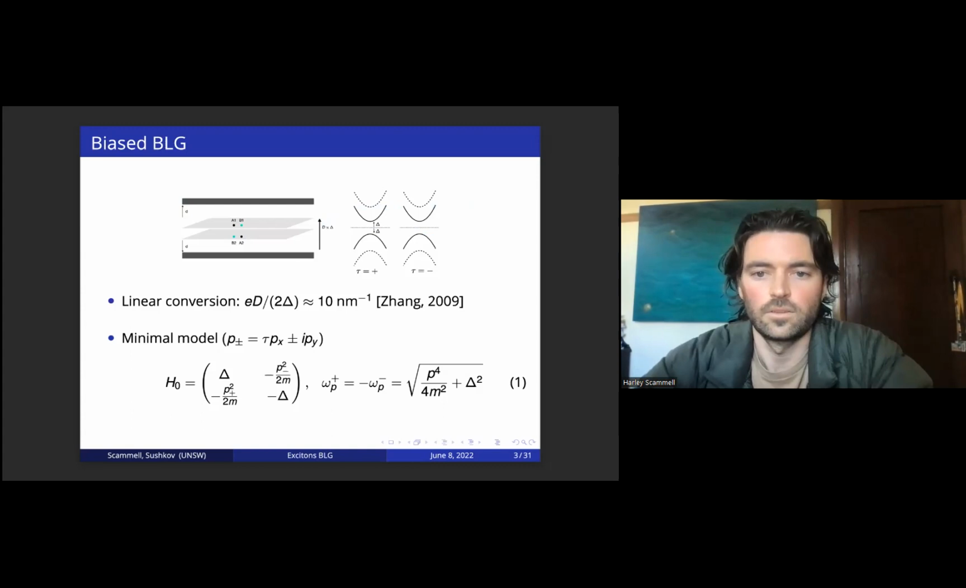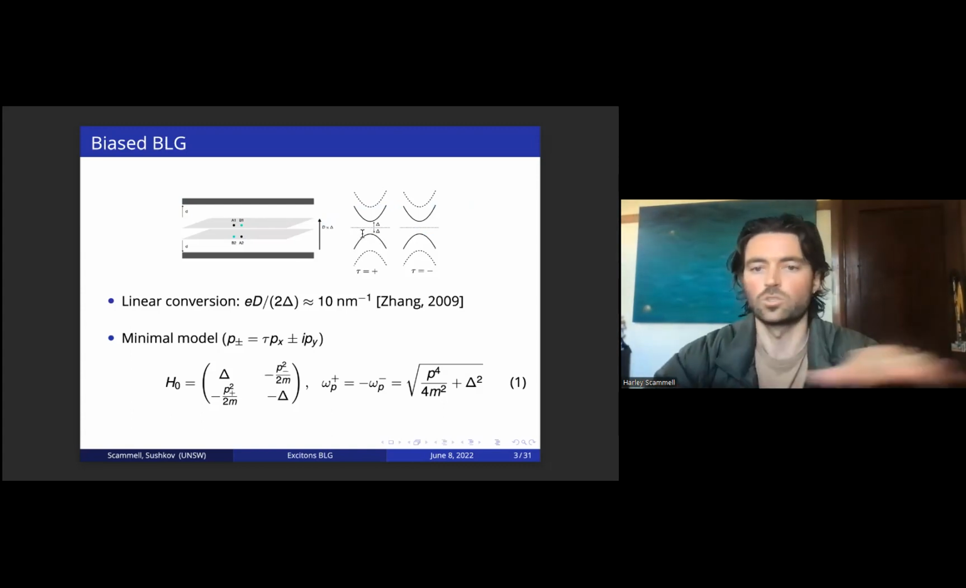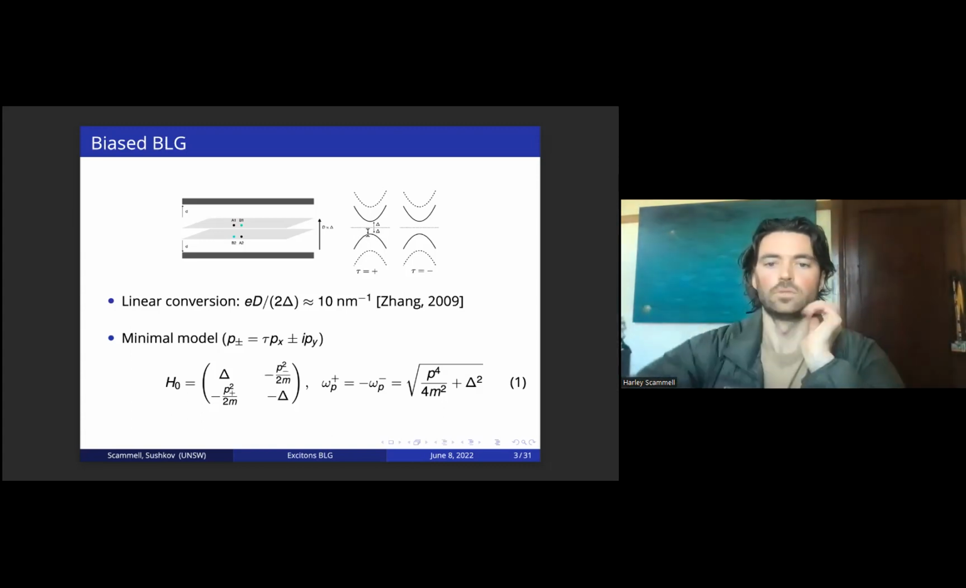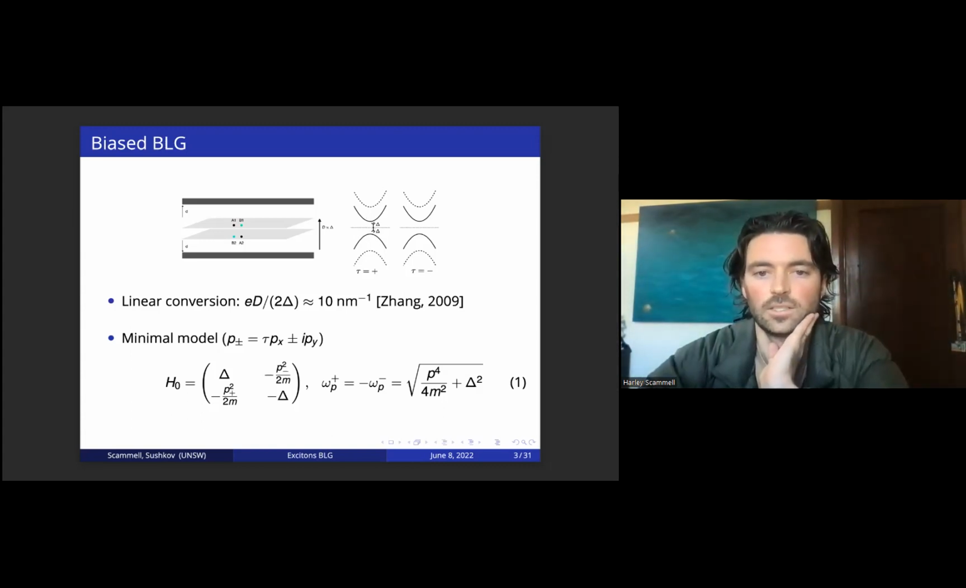Normally without a bias field, and everywhere in this talk the chemical potential is at 0, so it's at half filling, bilayer graphene would be a semi-metal, so these bands would be touching. But due to the bias field, we open up a band gap. In the notation, this will be 2 delta, so it's delta above and delta below. The other key point, of course, in graphene systems is that you have 2 valleys, tau plus and tau minus.